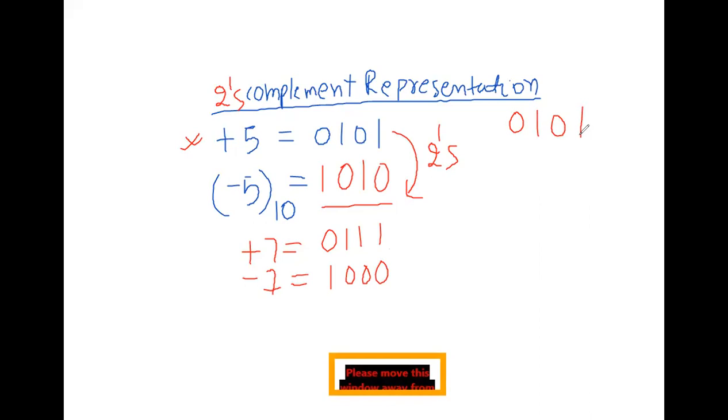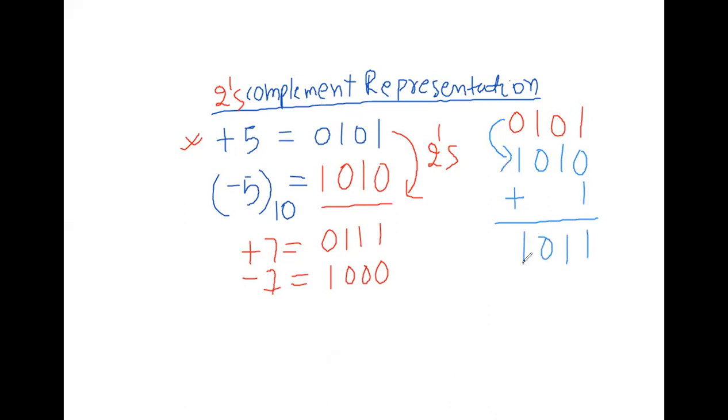Or we have a shortcut method also, discussed in the class. So I'll take the 1's complement, then I'll add 1. It will be 1, 0, 1, 0 plus 1. Understood? Take the 1's complement, then add 1. It will be 1, 0, 1, 1. This is the answer for minus 5. So minus 5 in 2's complement representation is this one, which is different from sign magnitude and 1's complement representation also.